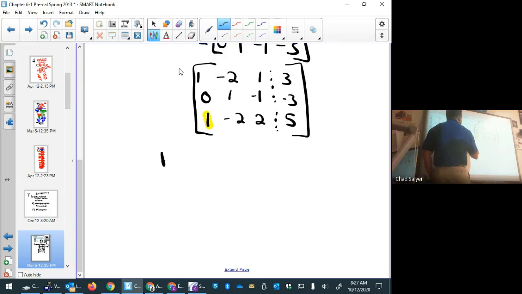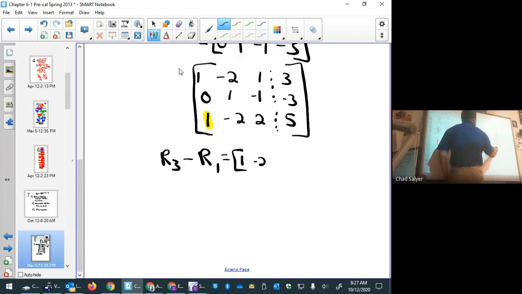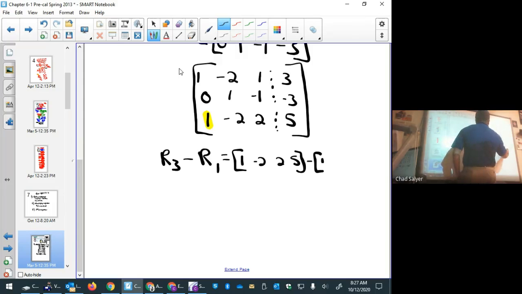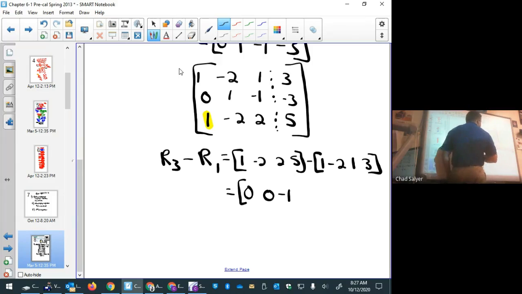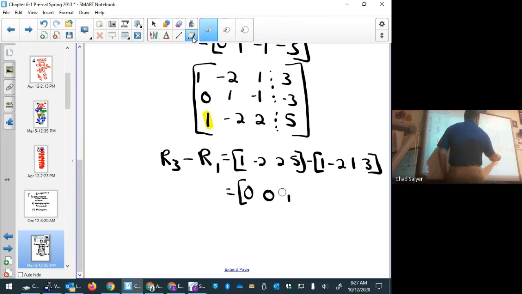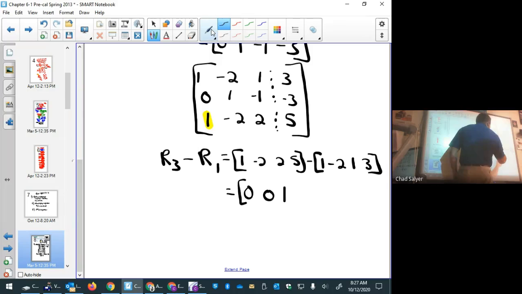So in this case, I want to take row 3 and subtract away row 1. So I've got 1, -2, 2, 5, and I'm going to subtract away 1, -2, 1, 3. So the corresponding elements here, 1 minus 1 is 0. -2 minus a -2 is 0. That's a bonus right there. 2 minus 1 is -1. I'm sorry, positive 1. 2 minus 1, positive 1. 5 minus 3, 2.